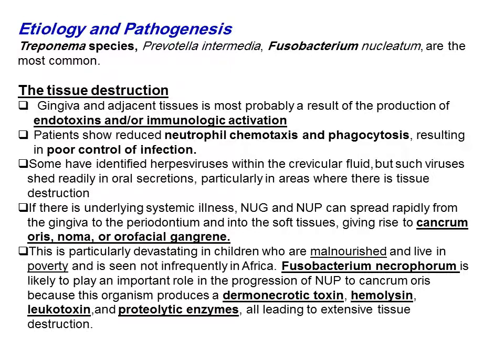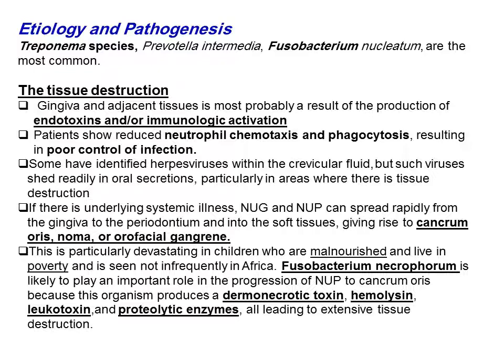What are the etiology and pathogenesis? Treponema species were the most commonly seen associated with this condition. Also, there are other types of bacteria. Tissue destruction of the gingiva and adjacent tissue is mostly associated with production of endotoxin and or immunological activation.